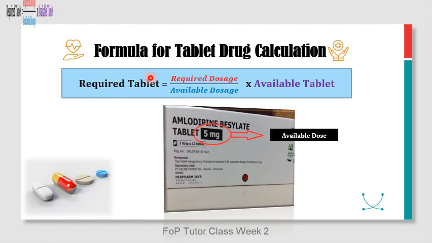And let's begin with the tablet drug or oral drug. So the formula for this is: you have the required tablet, which equals the required dosage divided by the available dosage and multiplied by the available tablet. So for example, here you have amlodipine tablet 5 milligrams. So this is what we call the available dose.